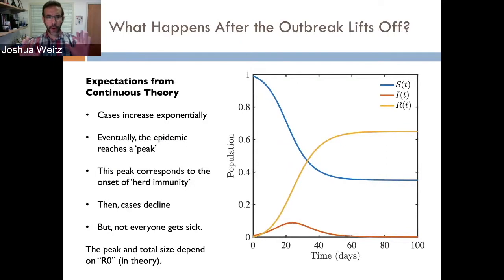So this has been thus far focusing in on whether or not there's a criteria for liftoff, but what happens afterwards? Well, we have some expectation from this continuous theory of this SIR model, which is cases increase exponentially. Eventually, the epidemic reaches a peak. This peak corresponds to the onset of herd immunity. But again, herd immunity does not correspond to the end of the epidemic, as Dr. Kobe already revealed yesterday. Cases decline, but not everyone gets sick. So there's still some fraction of the population who never gets infected, precisely because there's been sufficient susceptible depletion that the epidemic runs its course. And the peak and total size depend on R0, again, in theory.